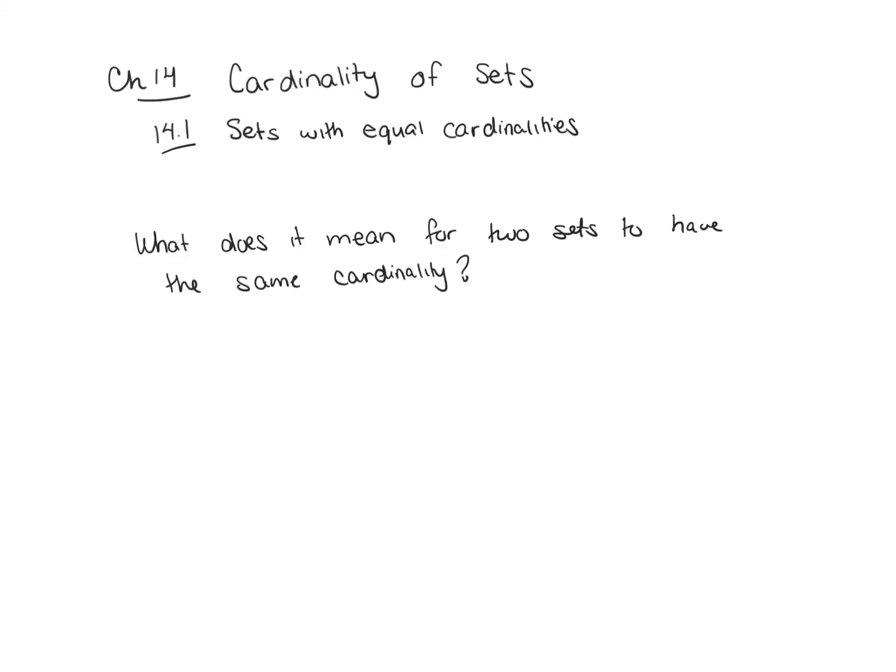In Chapter 14, we discussed the cardinality of sets. So we're going to start off with talking about sets with equal cardinalities. So what does it mean for two sets to have the same cardinality? We've thought of this before, right?